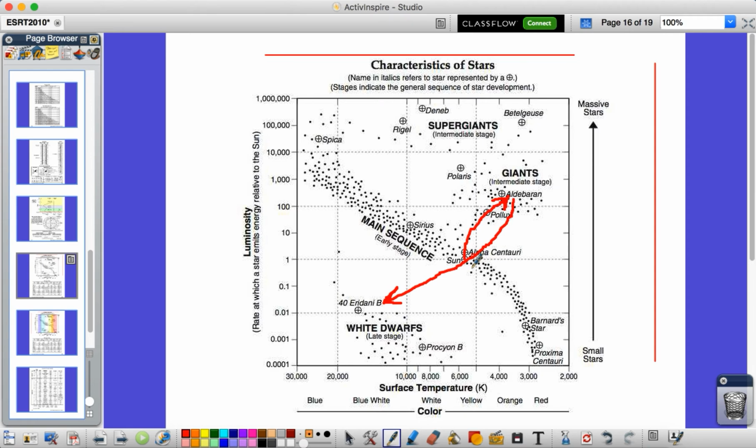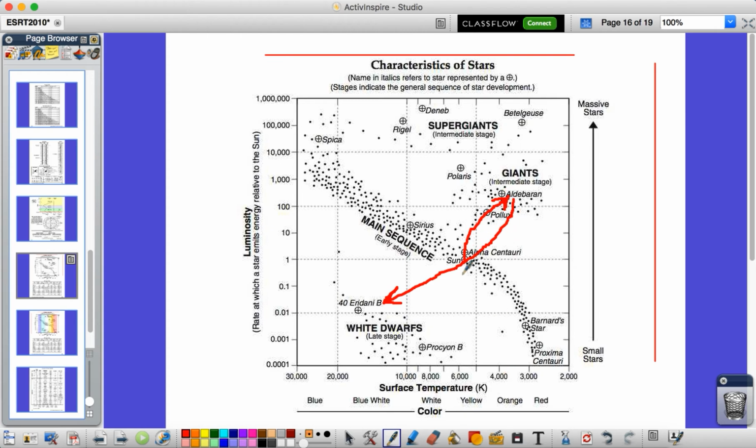Now, let's ask ourselves this question. When a star, like the sun, goes from a main sequence star to a red giant, what happened to its temperature? Well, the temperature got cooler. The temperature went from here to here. The temperature got cooler. We moved to the right.